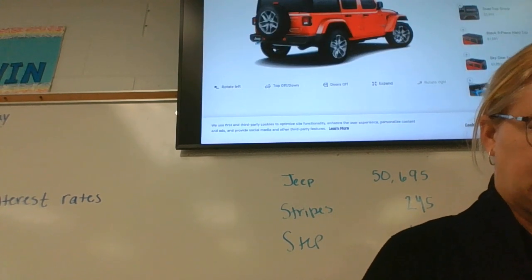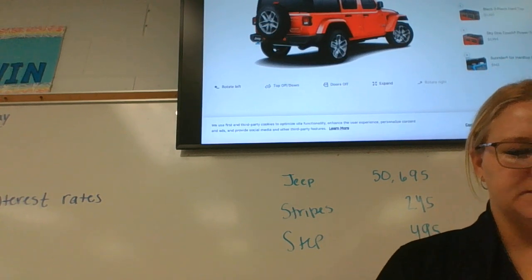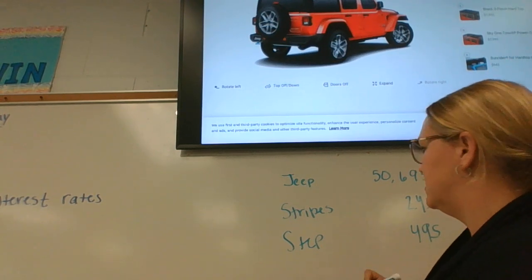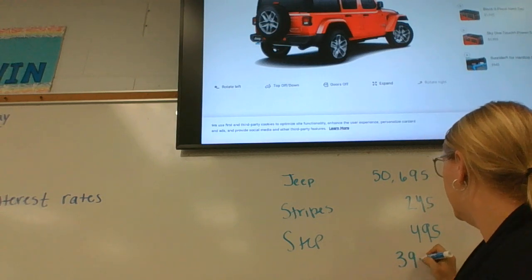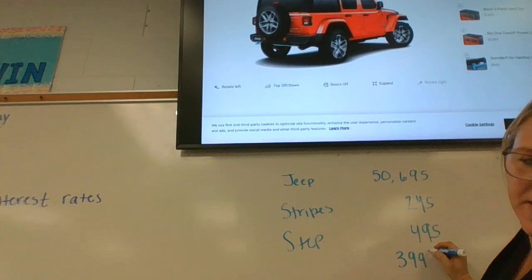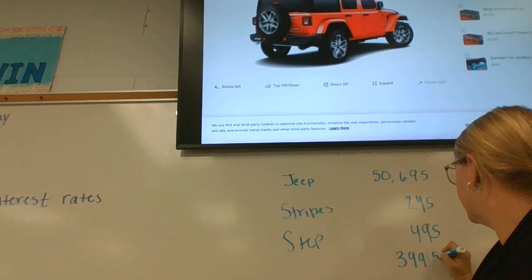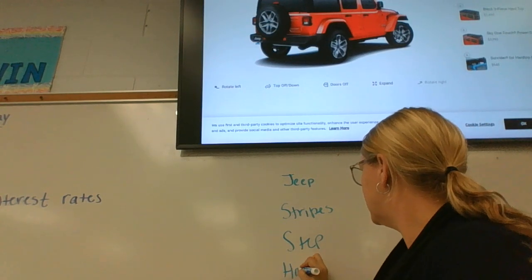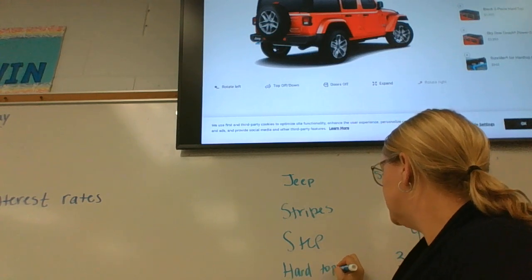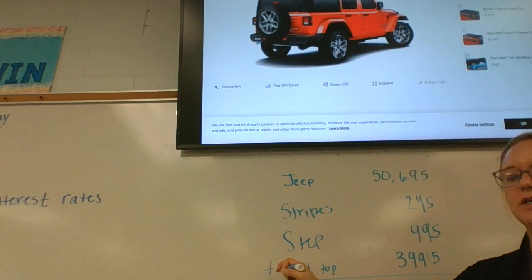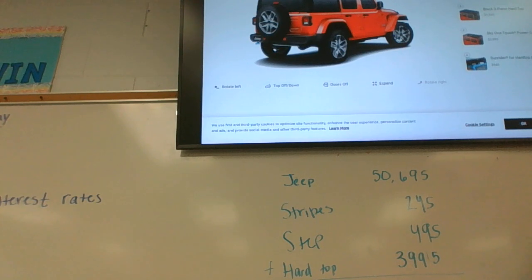And then I definitely want a hard top. I'm gonna do the Sky One power top. I'm gonna go big and do that for 3,905. Okay, so I'm gonna add all this stuff up, and this is gonna be the first part of my car research. You guys feel free to research your own car if you want. I can wait a few more minutes.